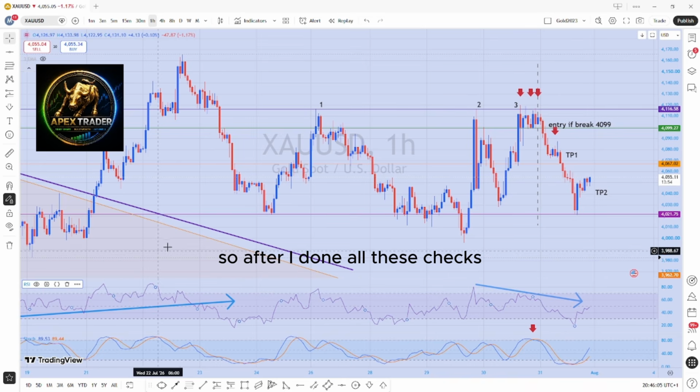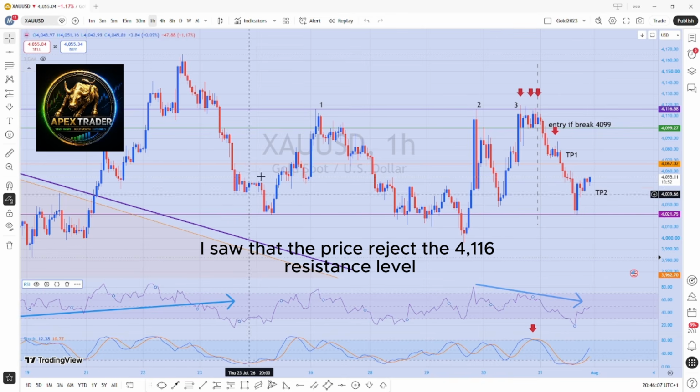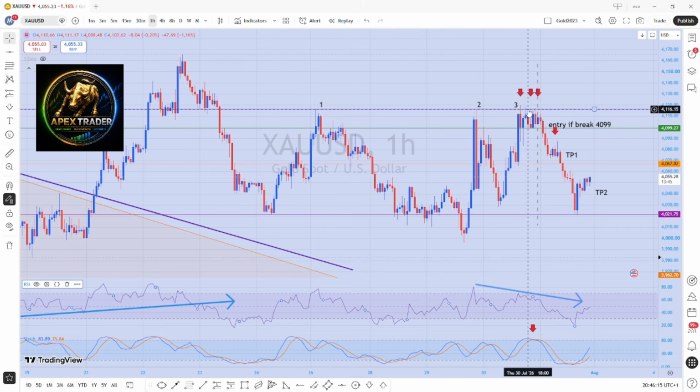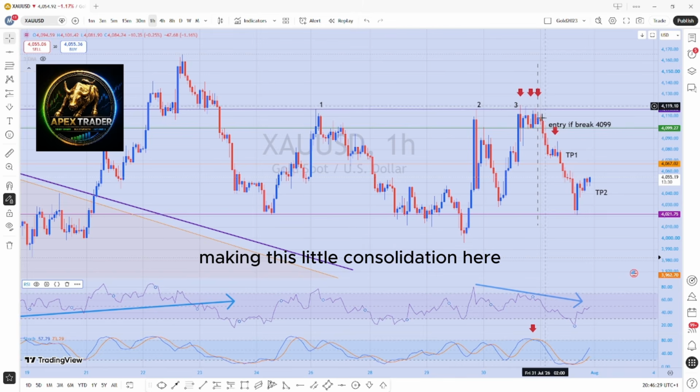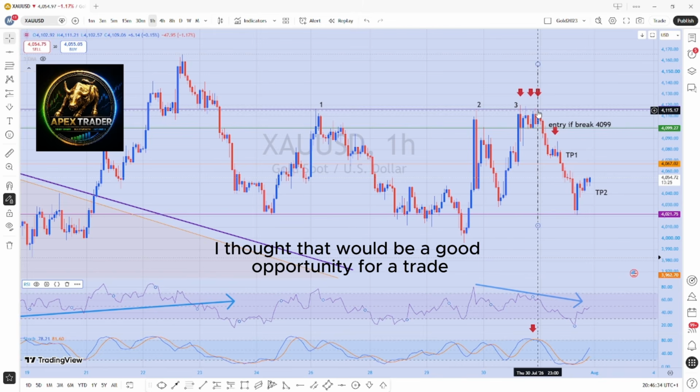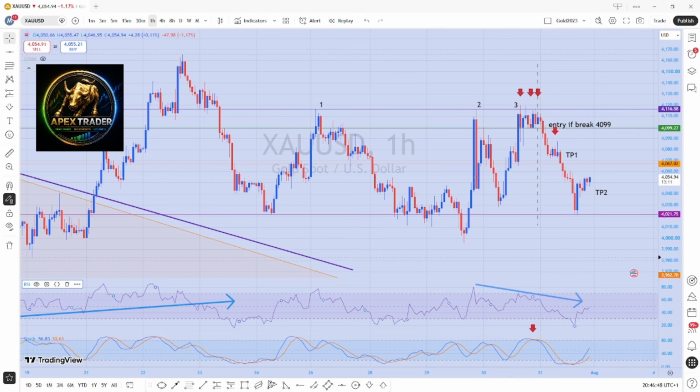So after I did all these checks, I saw that the price rejected the 4,116 resistance level 3 times recently. As you can see here, once, twice, 3 times. And the price today was moving in a range of 4,099 to 4,116, making this little consolidation here. And then I found that would be a good opportunity for a trade once this level breaks.